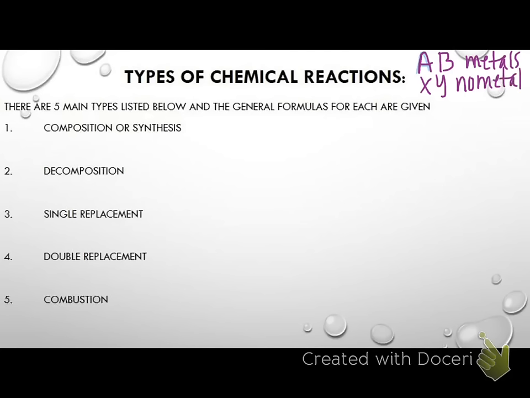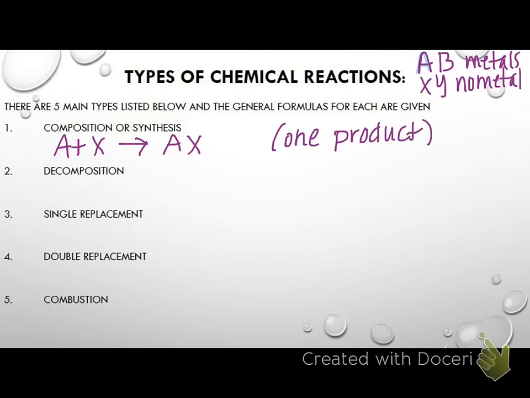So our first type is a synthesis reaction, and what we're doing in a synthesis or composition reaction, occasionally you'll see it called a combination reaction, is we're taking two simpler substances and creating one more complicated. So in this case we would do A plus X yields AX. So that would be a metal and a nonmetal. We recognize a composition or synthesis reaction by the fact that it will only have one product when you're finished.